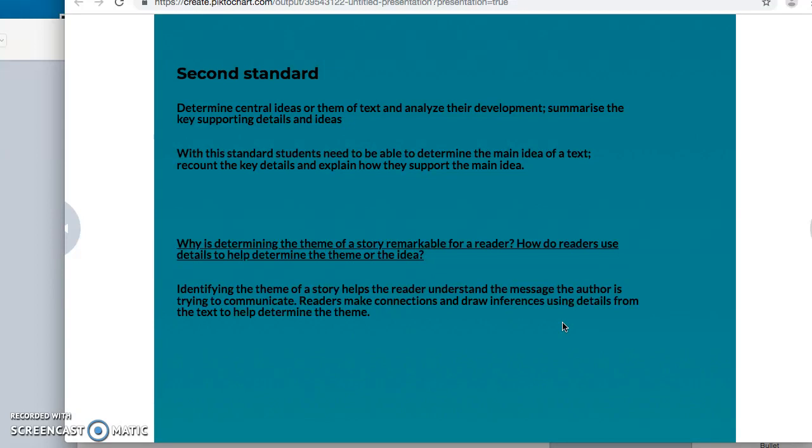So why is determining the theme of a story important for the reader? How does the reader use details to help determine the theme or the idea? Identifying the theme of a story helps the reader understand the message the author is trying to communicate. Readers make connections and draw inferences using details from the text to help determine the theme.